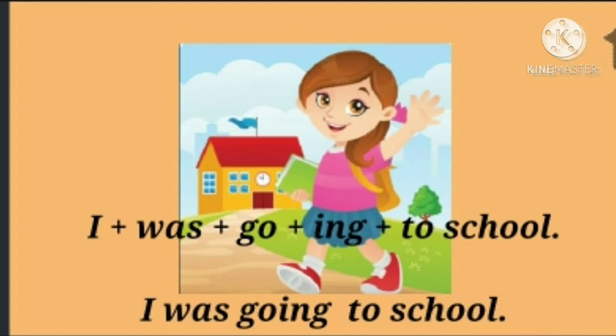So when will your subject be singular? It is I. He was going, he is singular. She was going, she is singular. Or any name like Sunita was going, one girl Sunita. Or Hari was going, one boy Hari. So with a subject which is singular, we always use was, and then go, add ing to it, and then the object. So that becomes the formation of the past continuous tense.